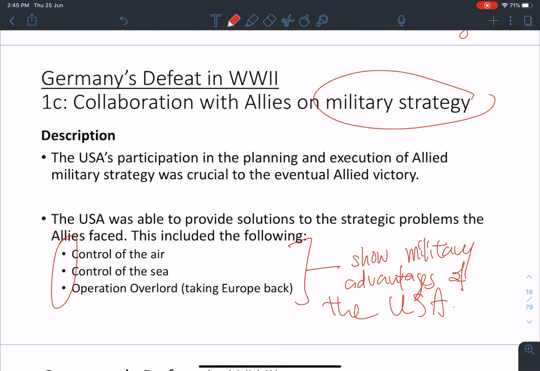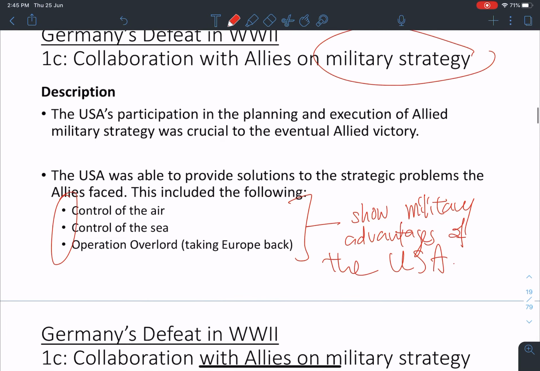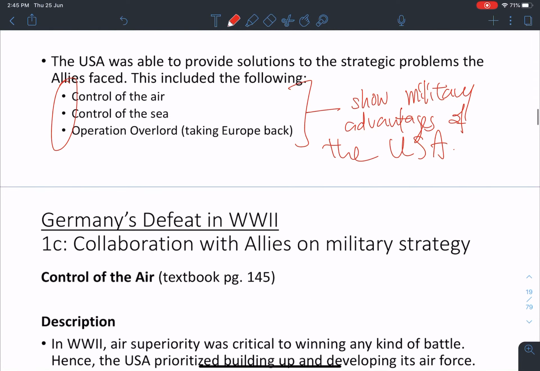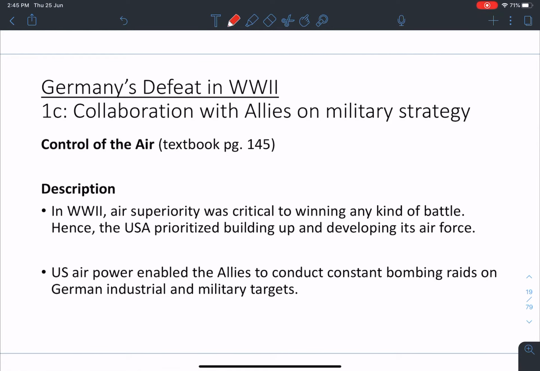Okay, the textbook gives quite a good overview of it, so make sure you go and read it. But essentially, I'll just explain each of them briefly. Now, control of the air, basically the term you want to use is air superiority. Air superiority basically means that my air force controls the air, but yours can't.